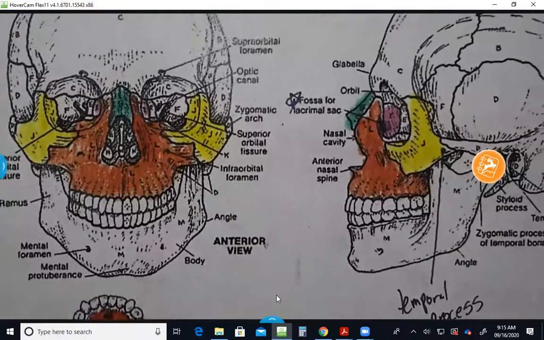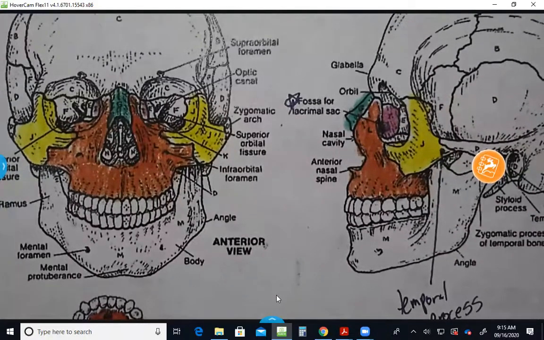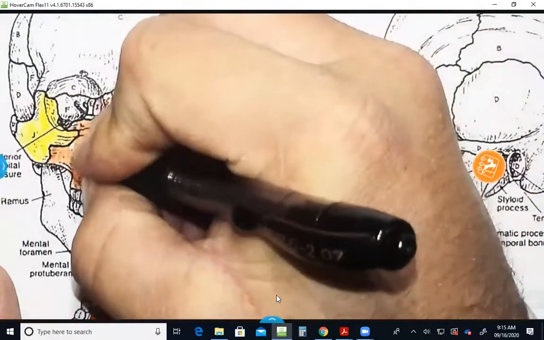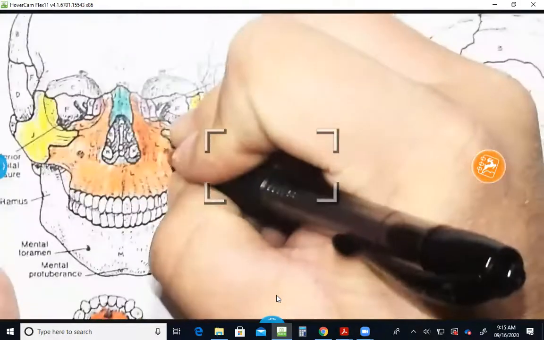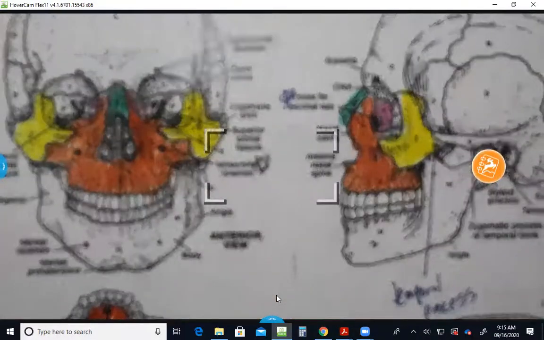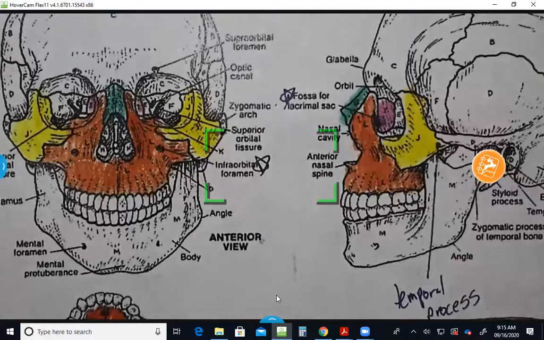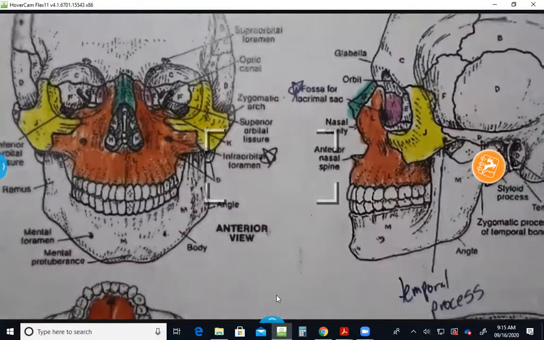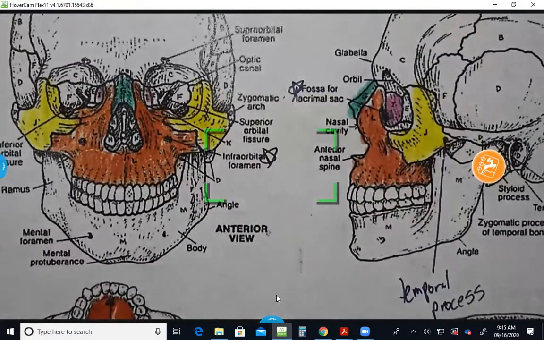Okay, structures associated with these bones include a hole on each side, or each bone, because there's two of them, called an infraorbital foramen. Last time we talked about the supraorbital foramen in our frontal bone, both of them, that is. We said supra referred to superior, so what does infra mean?